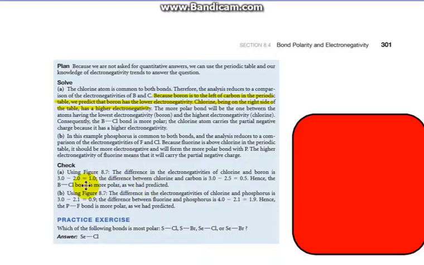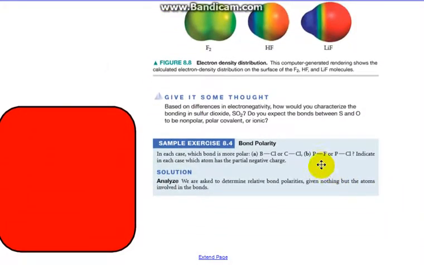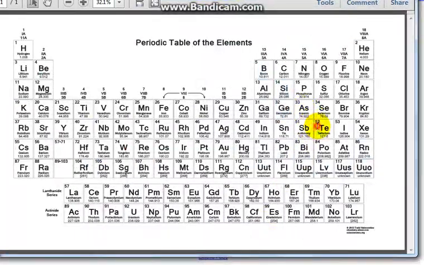That's further work down here in the check area. Boron and chlorine is 1, carbon and chlorine is 0.5, hence the BCl bond is more polar, as predicted from the trend. If you look at the next one, what about PF and PCl?